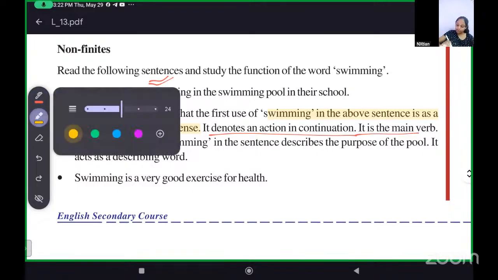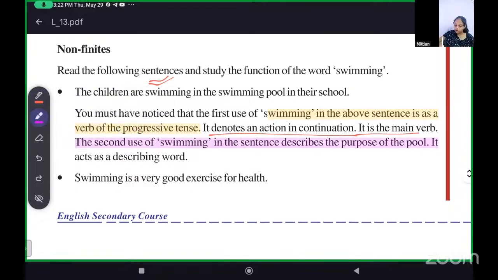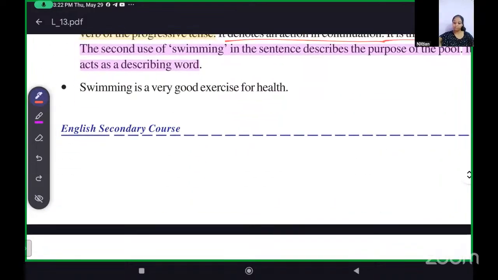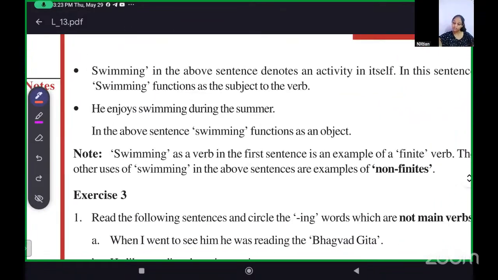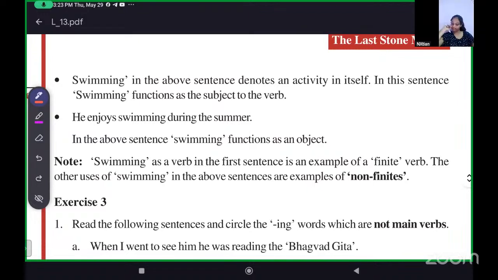The second use of swimming in the sentence describes the purpose of the pool. Swimming acts as a describing word. Whereas the first one is an activity, an action. So the first one will be the main verb.